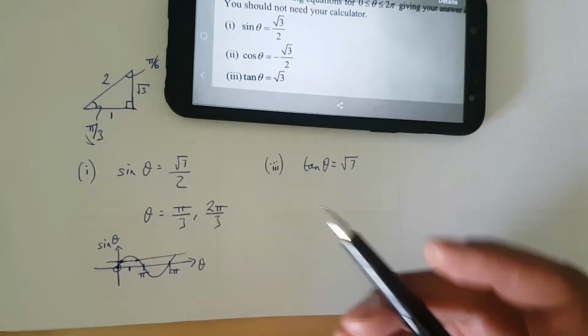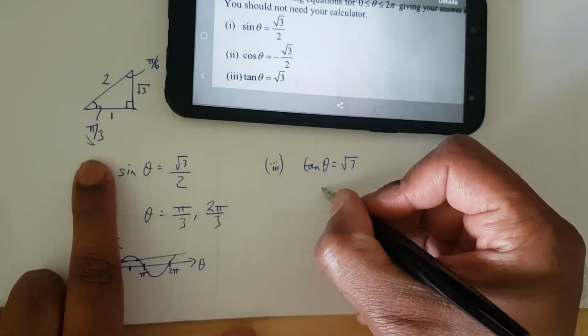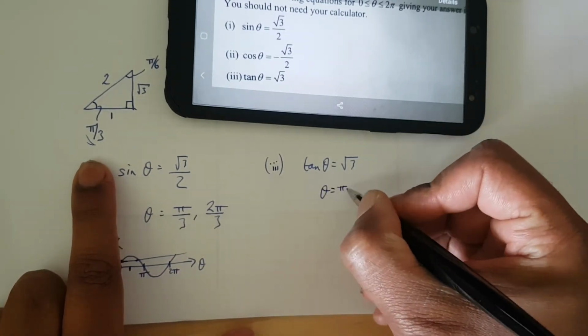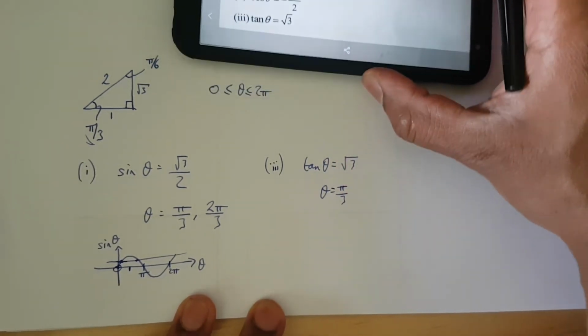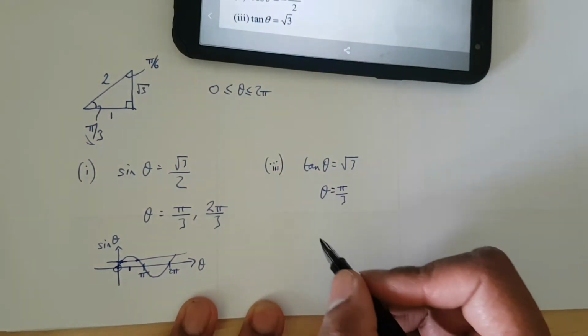So again, I'm looking at this pi over 3. So theta, again, is going to be pi over 3. But again, that might not be the only value that is in my range between 0 and 2 pi.